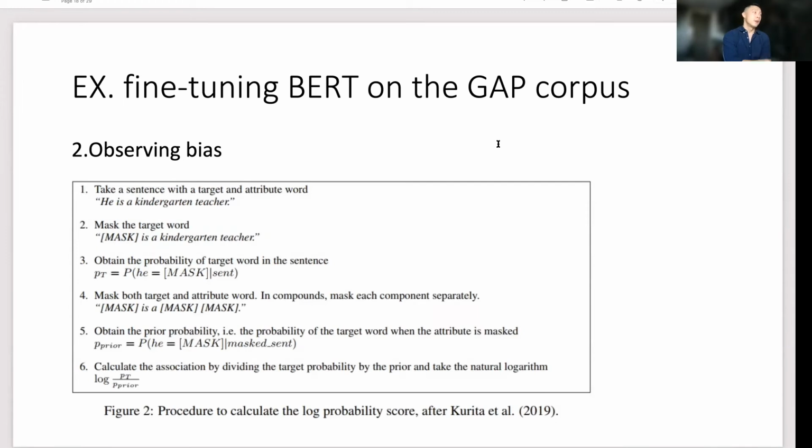So for the first step, when you try to debias BERT, you get a sentence with both target and attribute. It is in this structure: he is a kindergarten teacher. You have the target he, and you have kindergarten teacher, which is the attribute. You mask the target word, and then you try to find the probability of that being he. You could also mask both target and attribute words, and in compound mask each component separately. So you have mask is a mask. Then you can obtain the probability of the target word when the attribute is masked, and then you can compute the association.